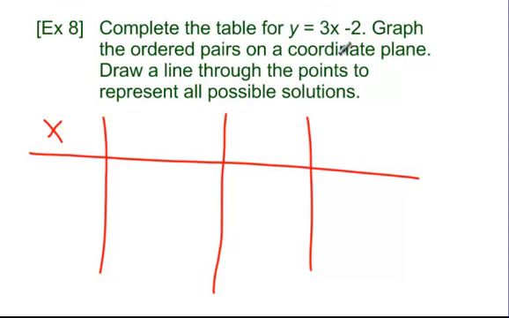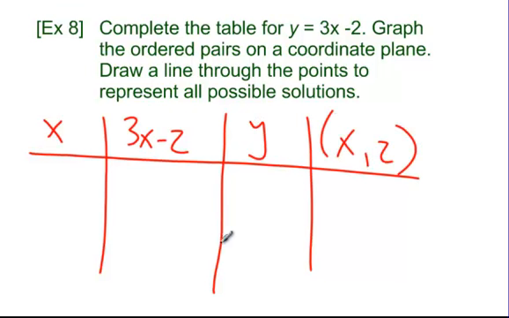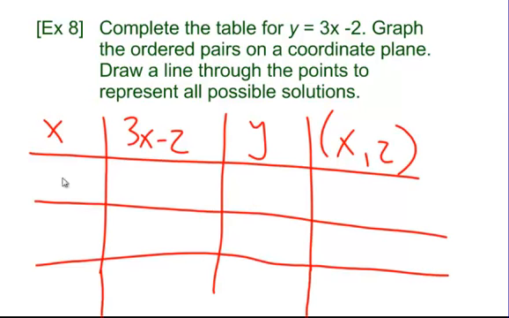So here I have my x. I'm going to use whatever they give me, 3x minus 2 up here. And then I'm going to use my y. And then I get my ordered pair. Now, I always like to use easy numbers because it's going to make my life easier. So I'm going to use 0, 1, and 2. So what happens when we plug these in? Nobody gave me the 0, 1, and 2. I picked those. I was given the 3x minus 2.